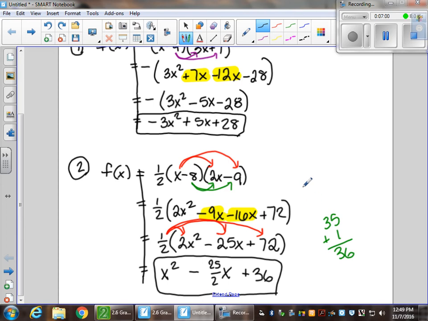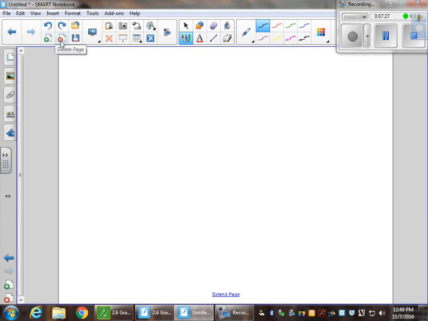Again, we have successfully moved from intercept form to standard form by first multiplying or distributing out our factors here. And then once that was all done and all like terms combined if possible, the last step is to send in your a value if you have one. Very good. Next. So that was intercept to standard.